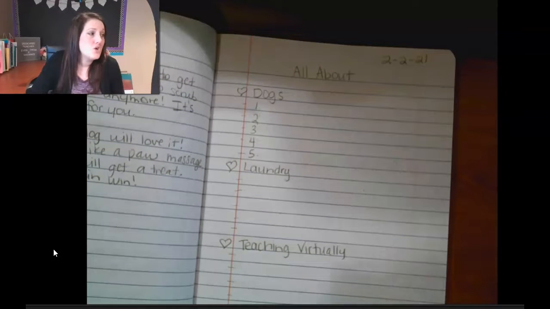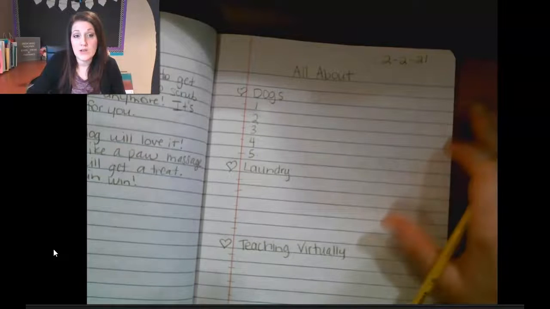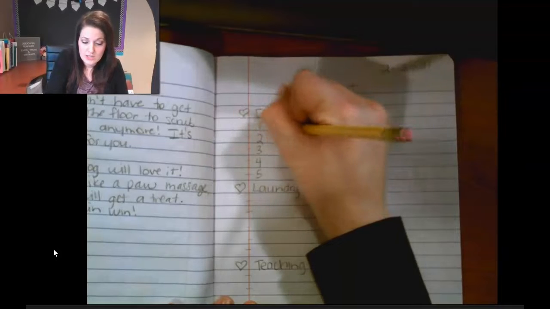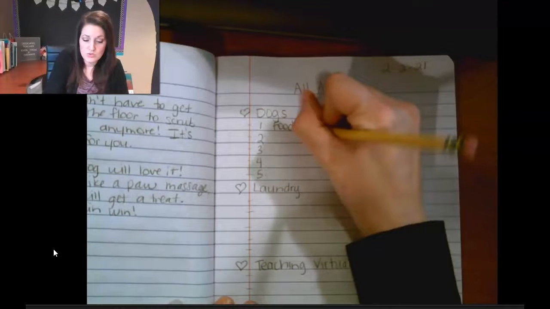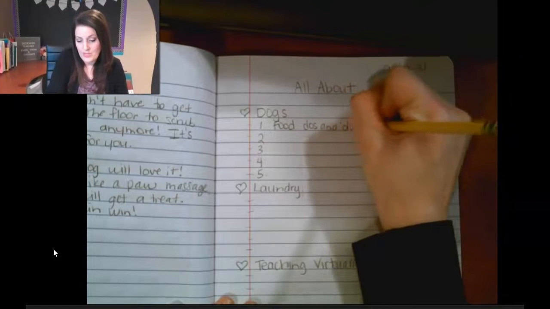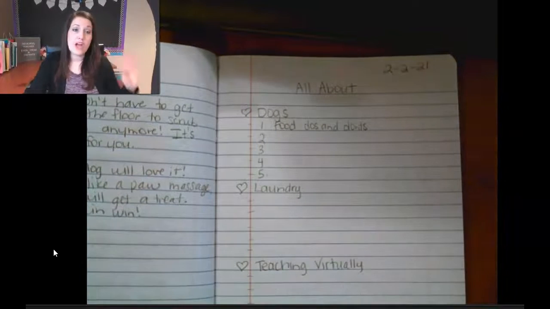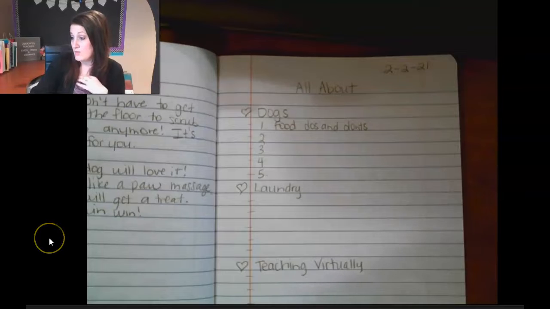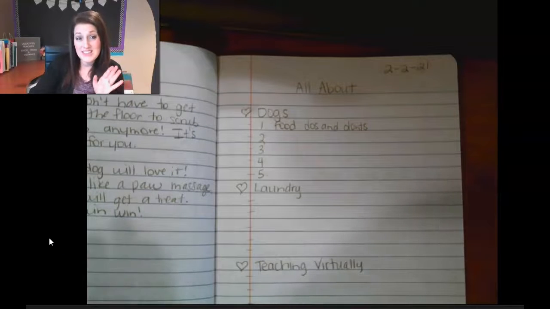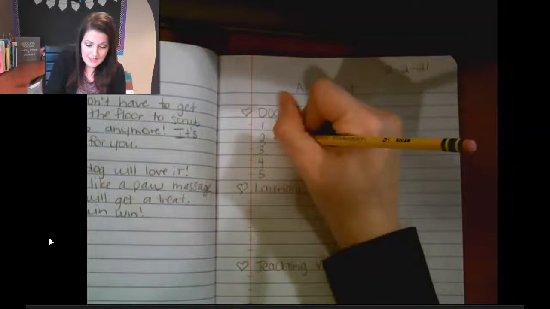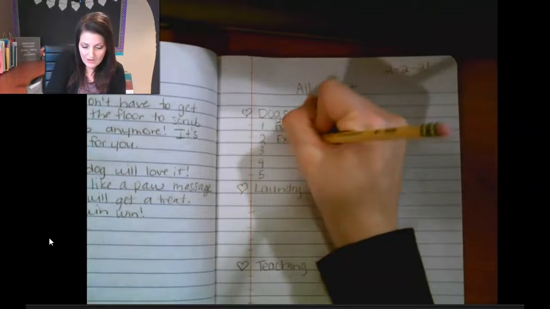So one thing I know about dogs is people need to know what food they can and can't have. So food do's and don'ts is what I'll write. Okay, so that could be one chapter. What else would somebody need to know about dogs that I already know? Because you don't want to have to look anything up. I know that they need to exercise, so I'll put that on there. That can be another chapter.